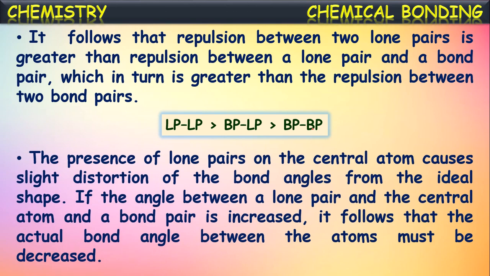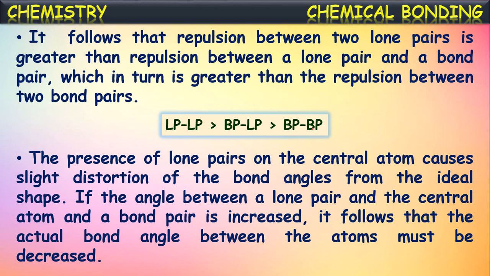The presence of lone pairs on the central atom causes slight distortion of the bond angles from the ideal shape. If there are only bond pairs, then the shape can be predicted ideally. But if there are lone pairs along with the bond pairs on the central atom, these will distort the shape of the molecule. There will be a slight distortion of the bond angle from the ideal shape.